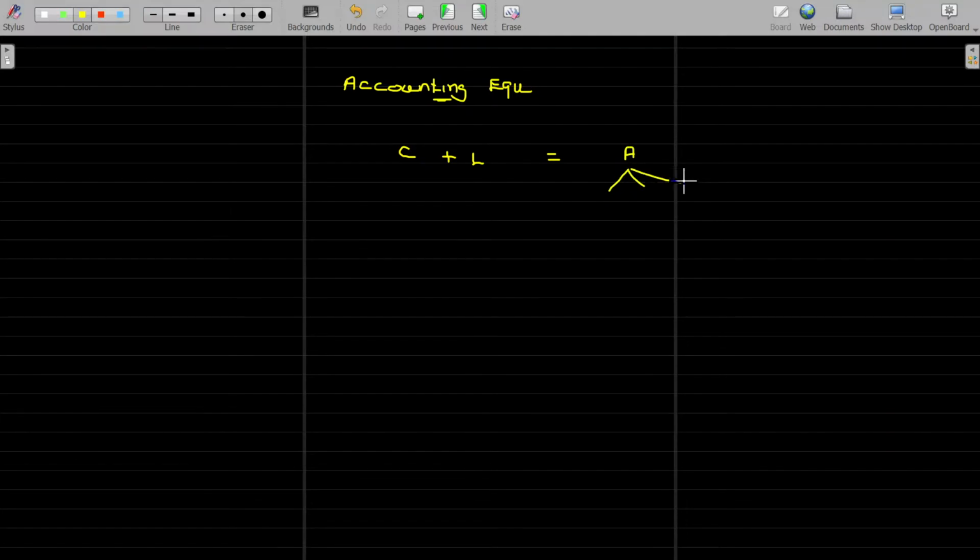We have n number of different varieties of assets. Write all these things down one after another in columnar form. Capital and liabilities will also have n number of forms. Creditors, bank borrowings, like n number of liabilities we may have. Assets: land and building, plant and machinery, stocks, debtors, like n number of assets we have.